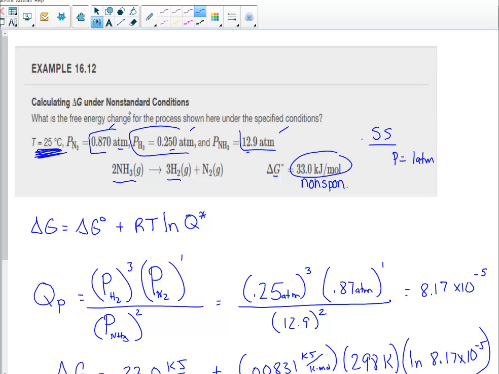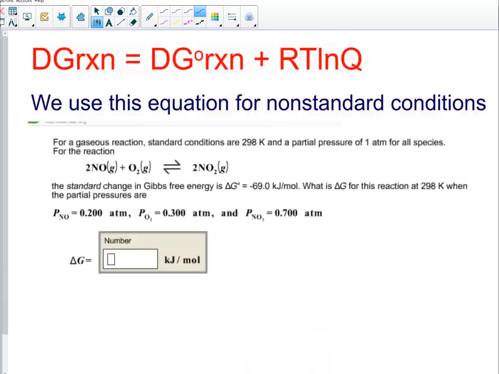Well, clearly they are not all 1 atmosphere. So that requires me to add on RT ln Q to the standard state value to solve for the new delta G. Use this equation anytime you're being asked to solve for non-standard conditions.